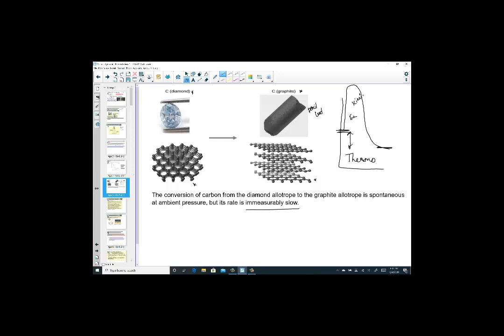Kinetics? How fast does the reaction occur? Well, it could be very fast, like igniting a firework goes off instantly. Or very slow, such as carbon turning from diamond into graphite.